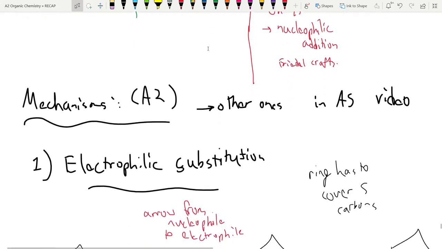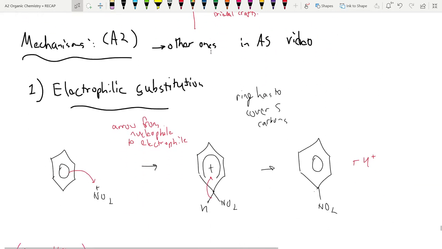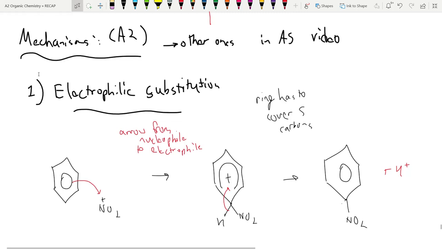Okay, so let's go to the last part of the video. So here I talked about the mechanisms, the two that are in the syllabus: electrophilic substitution and addition-elimination. The other four, right? Free radical substitution, electrophilic addition, nucleophilic substitution, and nucleophilic addition are in my other video at the end of AS Organic Chem. So here I've shown you electrophilic substitution already.